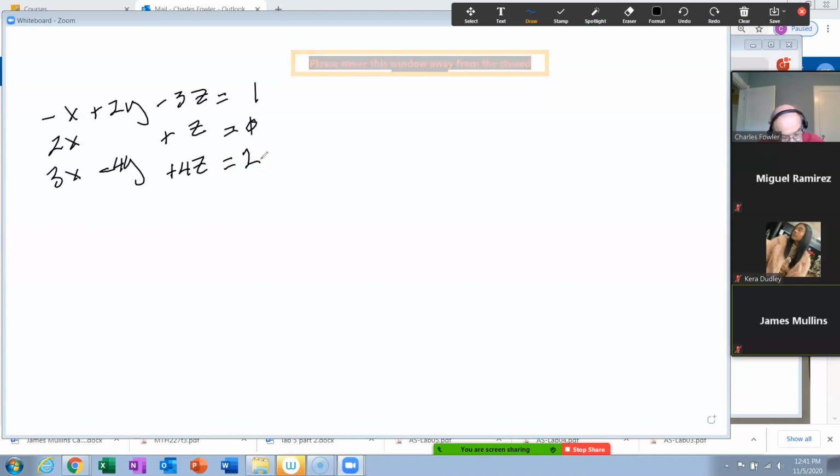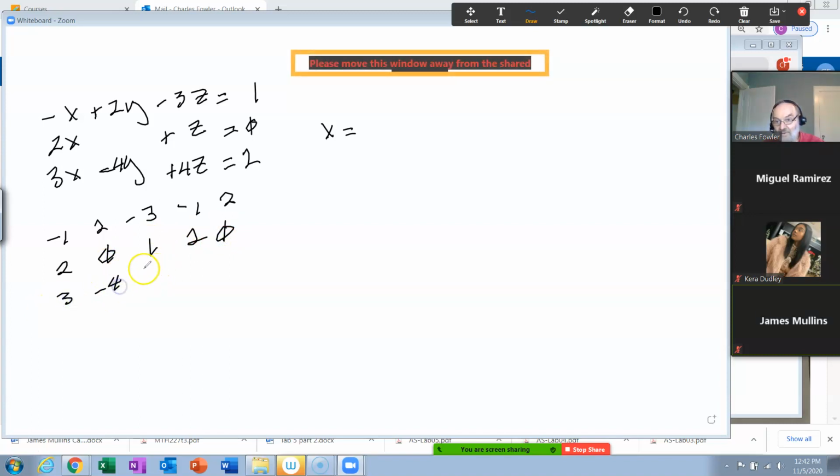It says use Cramer's rule to solve that system of n linear equations for x. They only ask for the x. The y and z won't be hard to get either, but let's do the x first. So x is equal to, now let's do the coefficient matrix first. Minus 1, 2, minus 3, and I'm going to just repeat minus 1, 2. Then 2, 0, 1, 2, 0. Then 3, minus 4, 4, 3, minus 4.